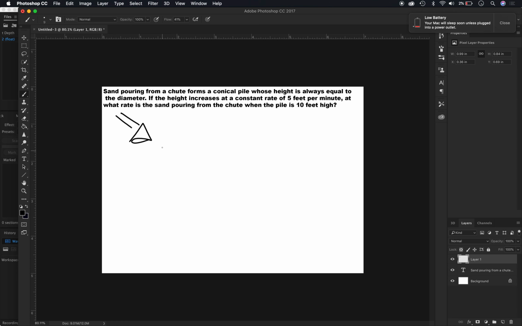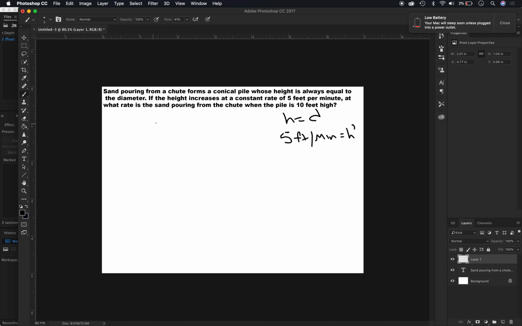Anyway, let's actually read the question. Sand pouring from a chute forms a conical pile whose height is always equal to the diameter. So height equals diameter. If the height increases at a constant rate of 5 feet per minute, so 5 feet per minute is our height derivative, at what rate is the sand pouring from the chute when the pile is 10 feet high?